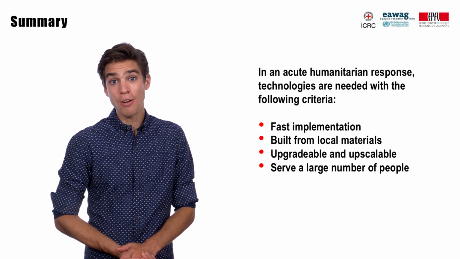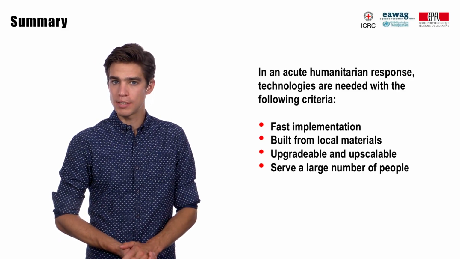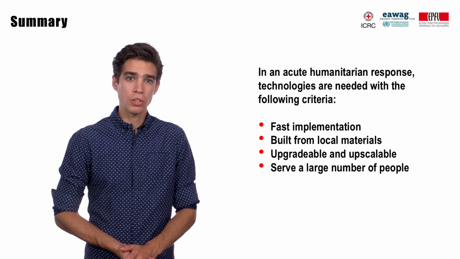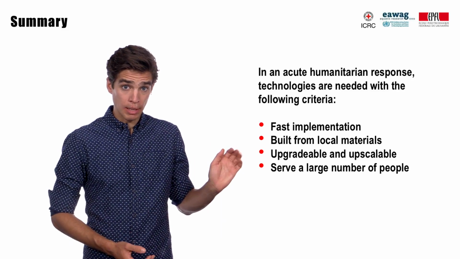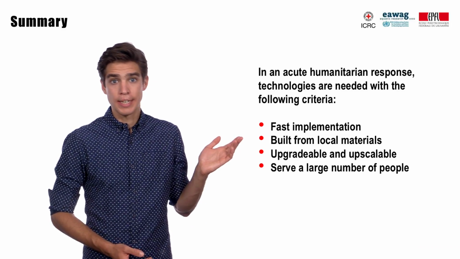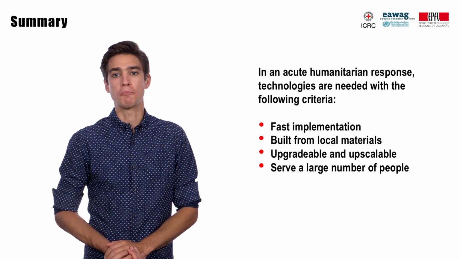So, in this video we learned about different feasible technologies that can be used during an acute humanitarian crisis. Technologies that can be implemented quickly, that mostly use locally available materials, that can be replicated and upgraded, and that serve a large number of people are preferred.